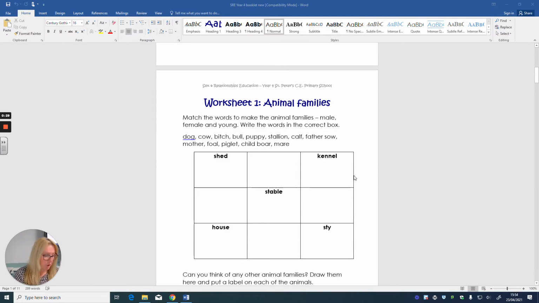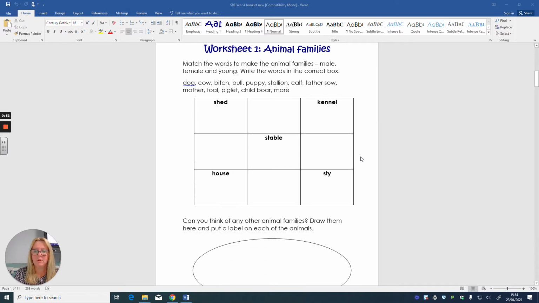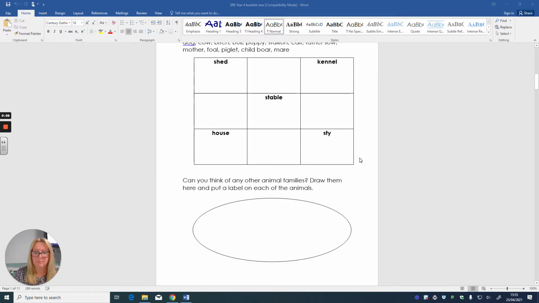We start off talking about animal families, looking at correct names for animals. As you can see in there, the word bitch will cause some children to gasp a little bit when they hear their teacher say that, but it's important that we use the correct vocabulary and names for animals as we would for parts of the body. And we ask children to think about other animal families and get them to draw them and label them.